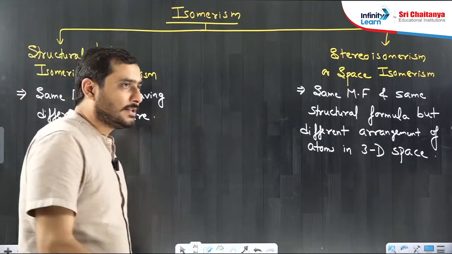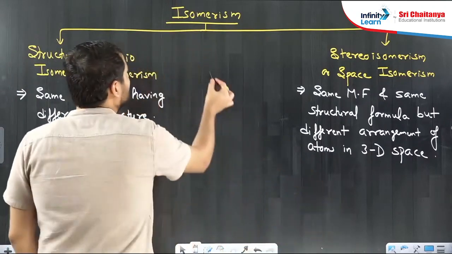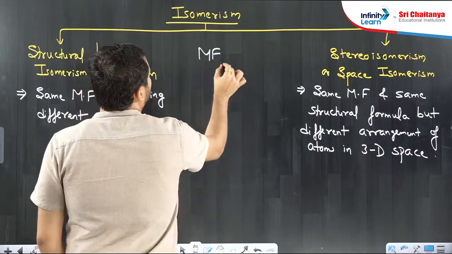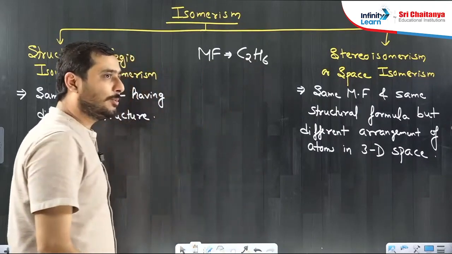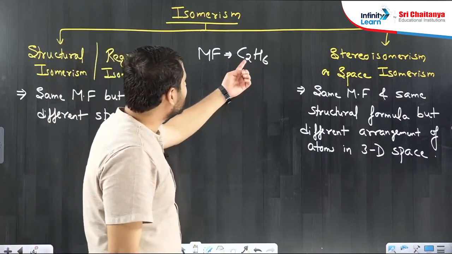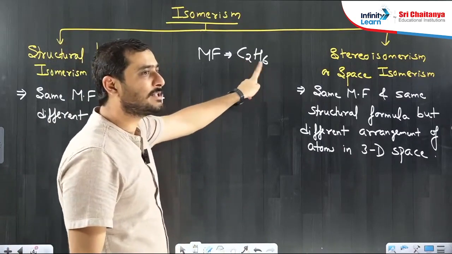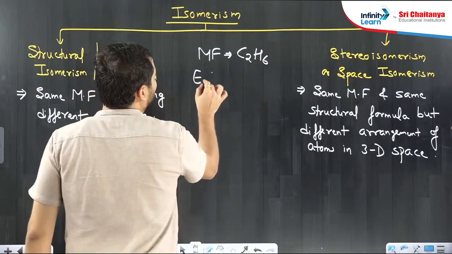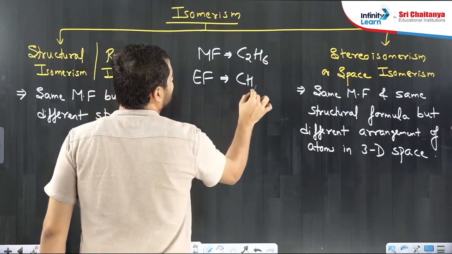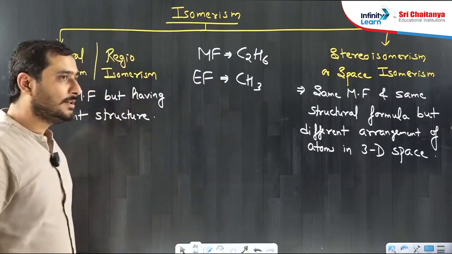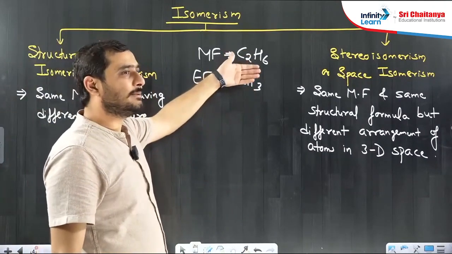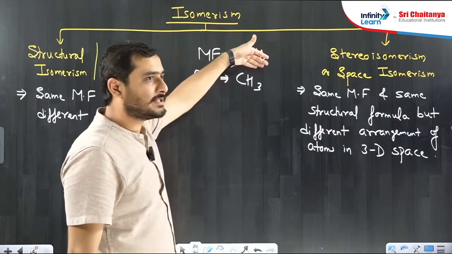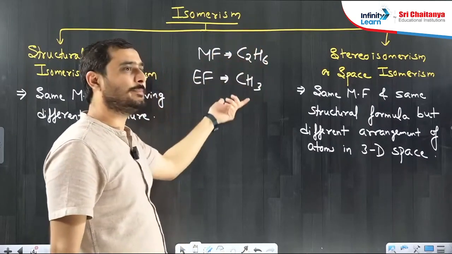Okay. Students are asking, what is empirical formula? For example, if you take the compound C2H6, this is the molecular formula. Now, what is the simplest ratio? 2:6 is not the simplest. The simplest is 1:3. So what is the empirical formula? It is CH3. So the meaning of empirical formula is the simplest ratio between atoms. 2:6 is not simplest, the simplest ratio is 1:3, so this is the empirical formula.